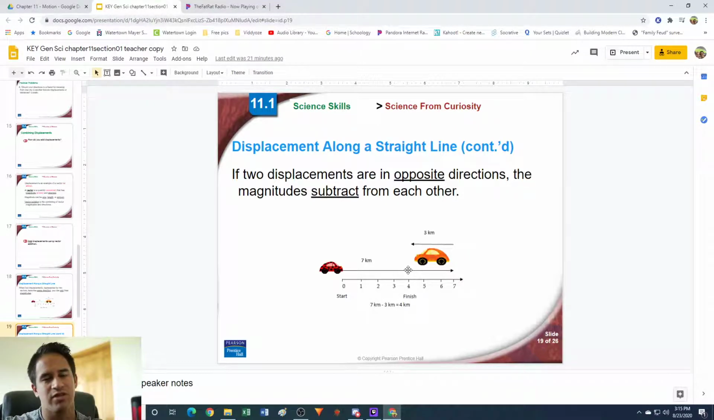Now, there's some math that we're going to deal with more with displacement as we get further into this course. But right now, understanding what displacement is and how it works is going to be helpful.